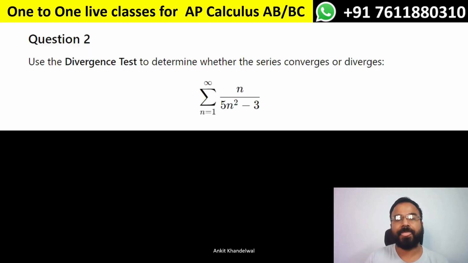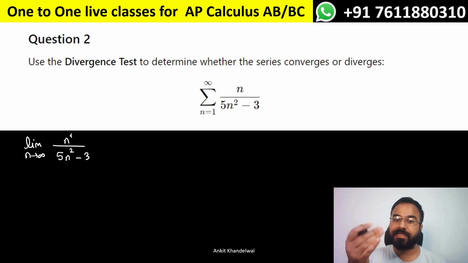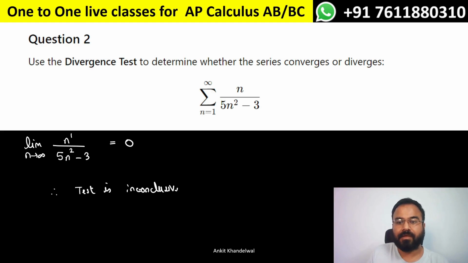Let's take another example. Here again it says use the divergence test to determine whether it converges or diverges. So again we will say limit n tends to infinity of n upon 5n square minus 3. Now in this case you can see the degree of the numerator is less than the degree of the denominator. Whenever this happens, the answer is always 0. So since the limit comes out to be 0, we say the test is inconclusive.